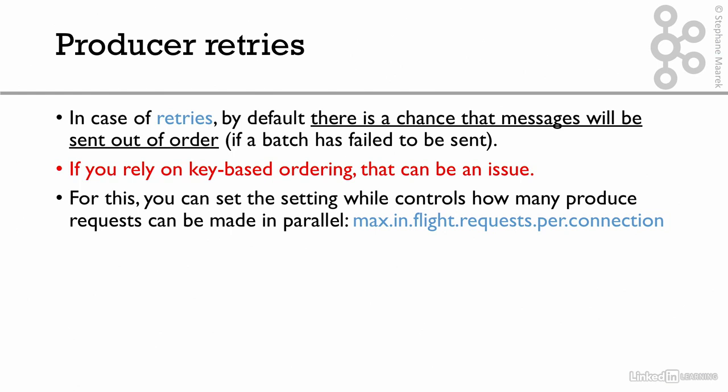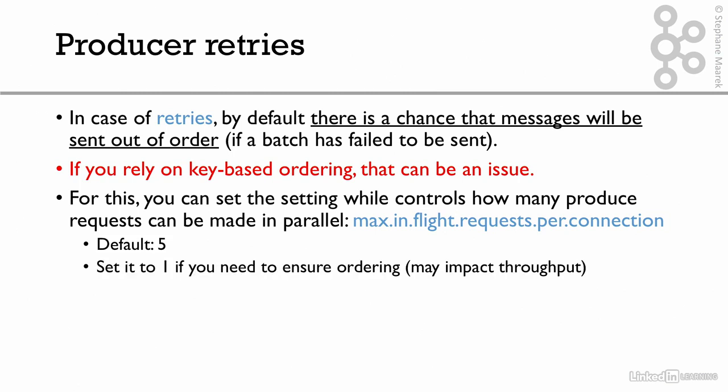So to control this behavior, there is a setting called max.in.flight.requests.per.connection. And this setting basically controls how many requests can be made in parallel to any partition. By default, that setting is 5, which explains why you can have some reordering. But you have to set it to 1 if you want to strictly ensure ordering. Obviously, by setting it to 1, you may get an impact on the throughput.